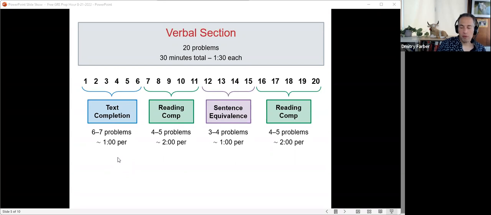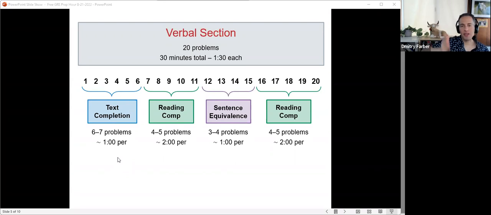So for instance, I might read a long passage for 3 minutes and then spend about 1 minute each on 3 follow-up questions for a total of 6 minutes and 3 questions. But it should average out to about 2 minutes. And for this reason, it's really important to develop some timing benchmarks.